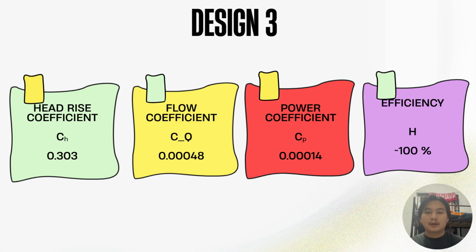After completing the calculation for design 3, we get the head rise coefficient is 0.303. As for the flow coefficient, we get 0.00048, and the power coefficient CP we get 0.00014, and as for the efficiency we get 100%.